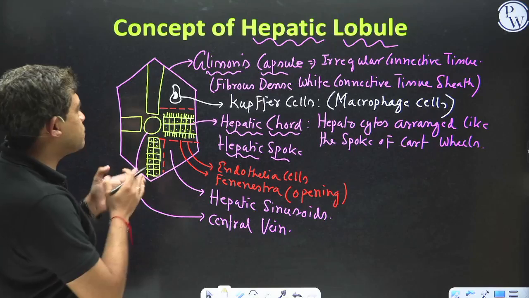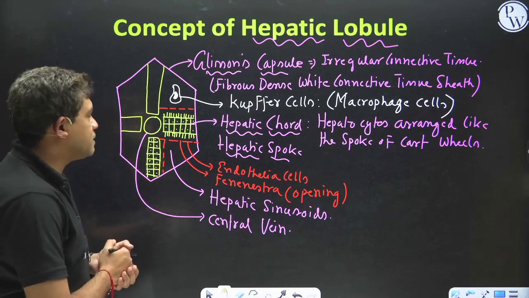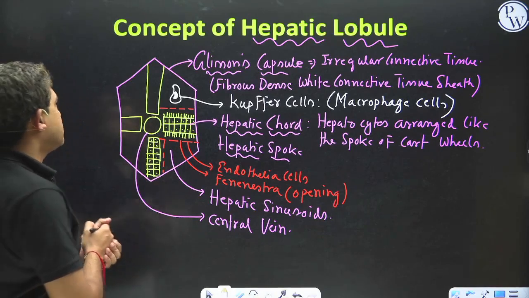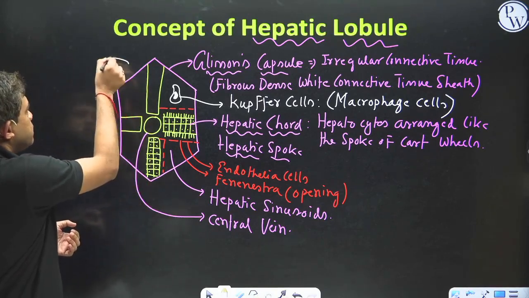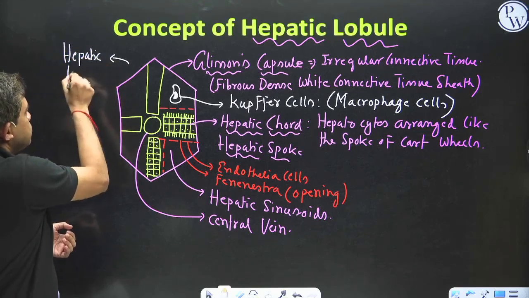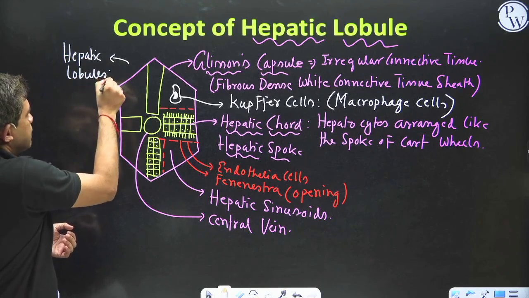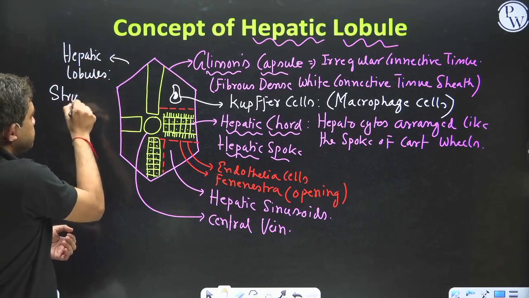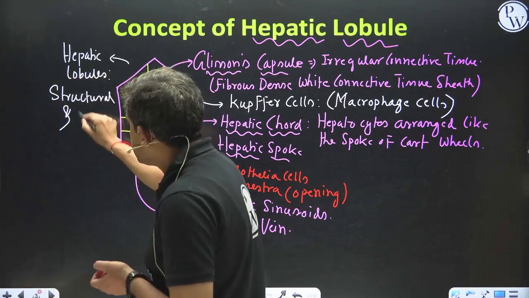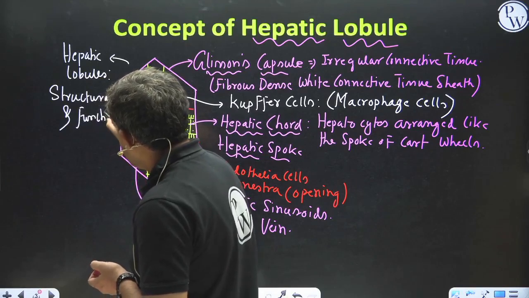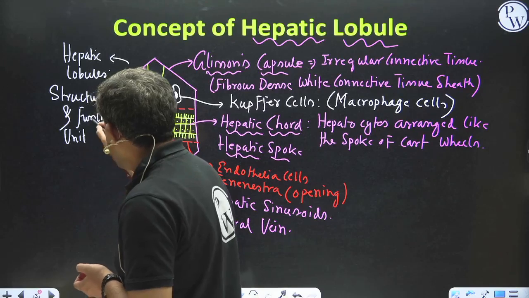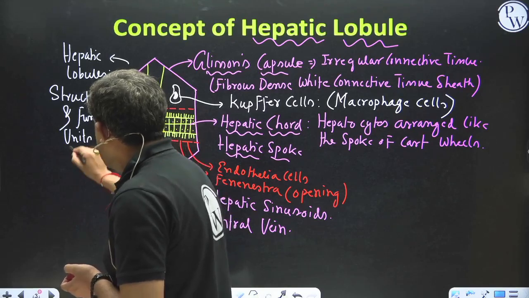Understand? So this is how the hepatic lobule actually looks. This hepatic lobule is the structural as well as the functional unit. So this one is the hepatic lobule, H-E-P-A-T-I-C, hepatic lobules, L-O-B-U-L-E-S, and these are called the structural and functional units of the liver.